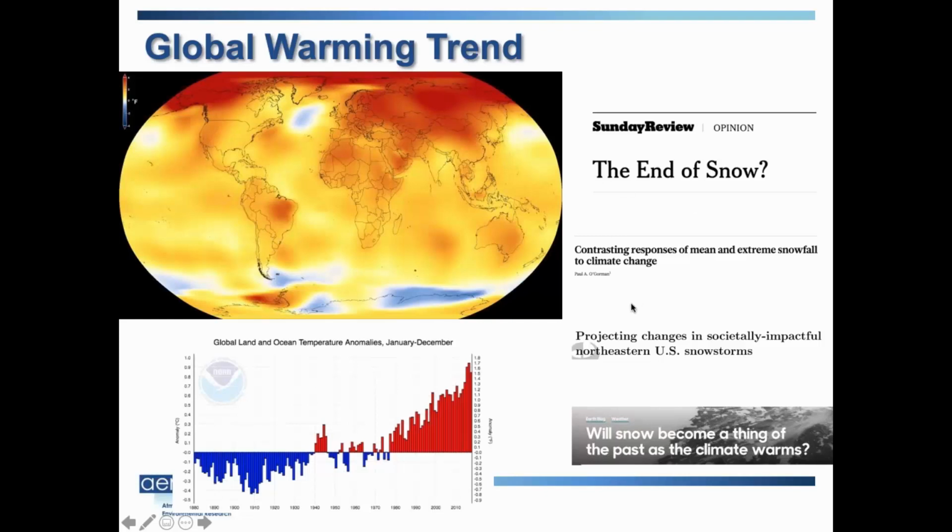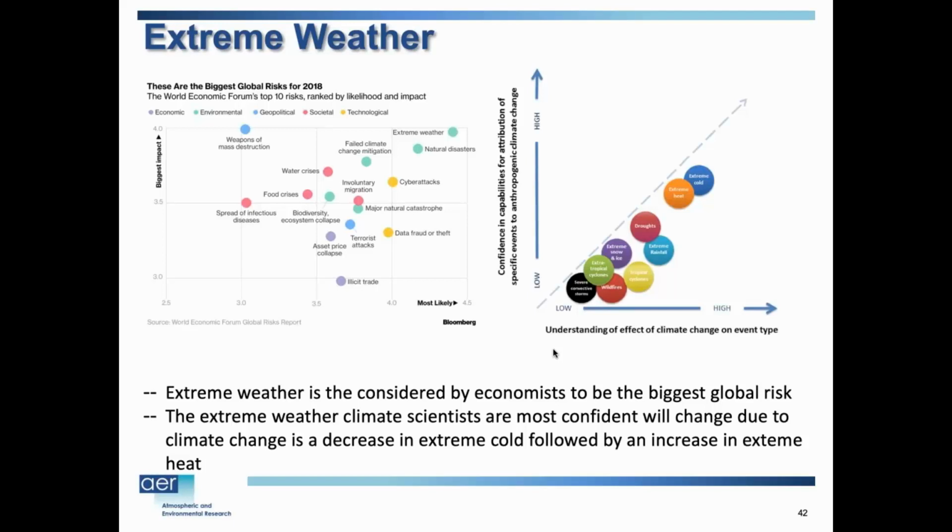And of course, with a warmer globe come projections of less snow. This is something I'm showing here, both from the media and from publications, and this makes sense, right? A warmer globe would support less snow. And warmer temperatures also bring extreme weather: extreme heat, extreme droughts, extreme rainfall. Also, economists think that extreme weather and natural disasters are the biggest global risk to the economy.